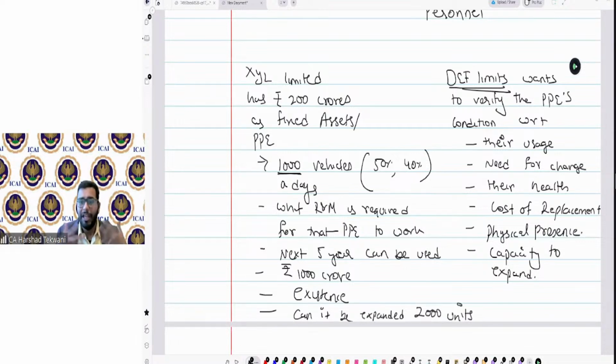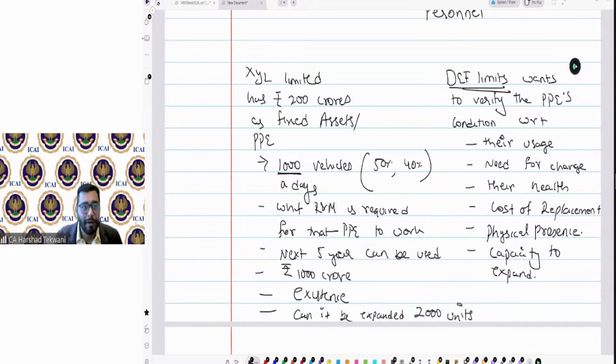Now, with respect to the expansion, there are many things in the picture. Let's say whether they have space within the manufacturing plant to expand the production capacity, whether it is feasible after installing multiple machines, multiple manufacturing lines to expand to 2,000 units. Because at times there is a constraint from the environmental laws, raw material supply, or from electricity or water or something like that. So there could be a lot of constraints which might not allow you to expand your production capacity. Now in due diligence, all these things are verified.